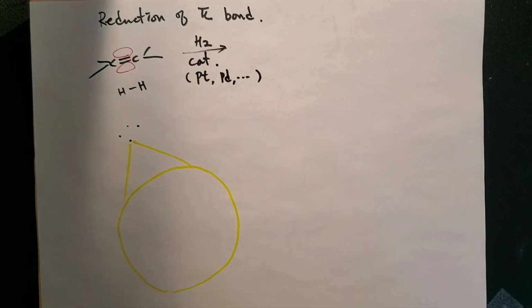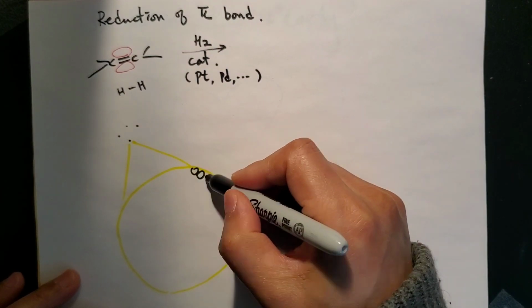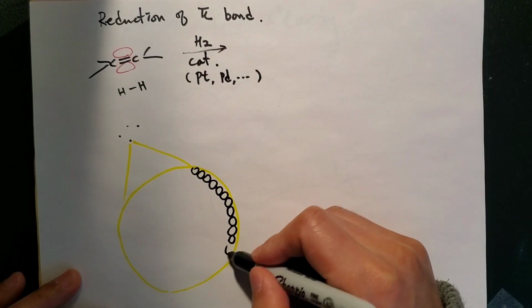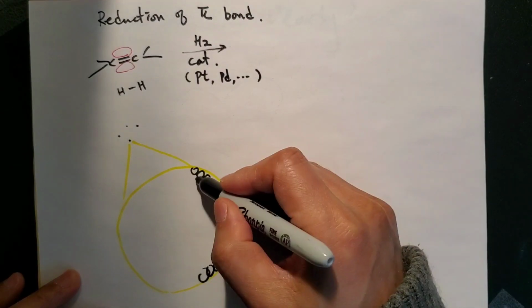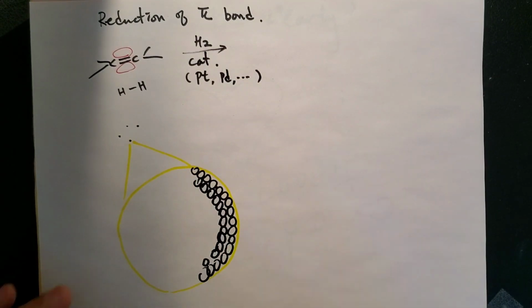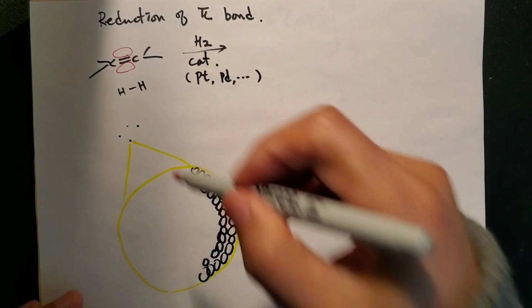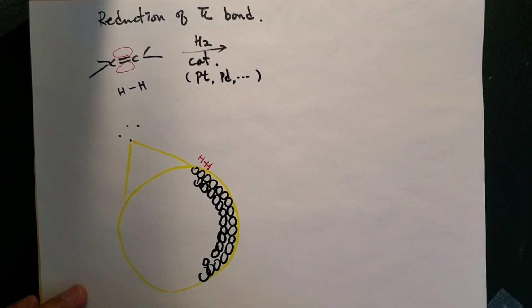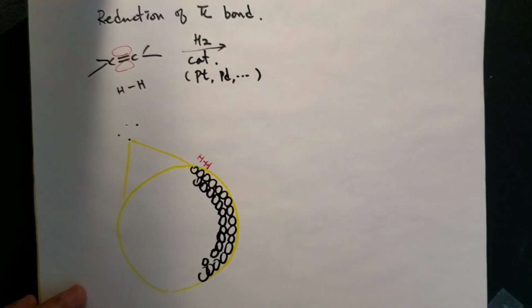Then you can imagine thousands of metal atoms on the surface, everywhere. You get the idea. Thousands of them. Then in the solvent, hydrogen molecules come closer and they start to interact and break the bond.